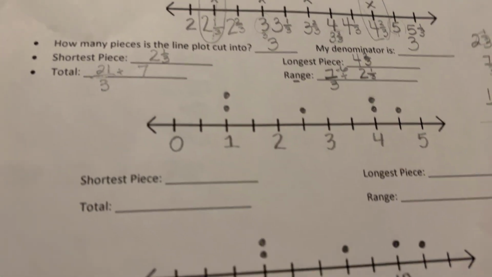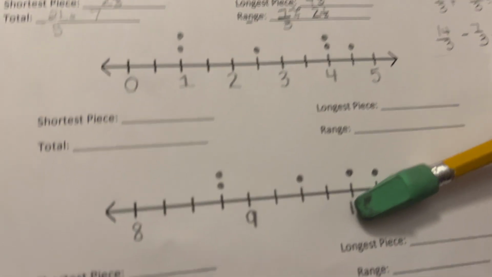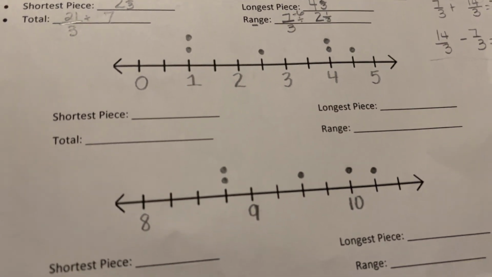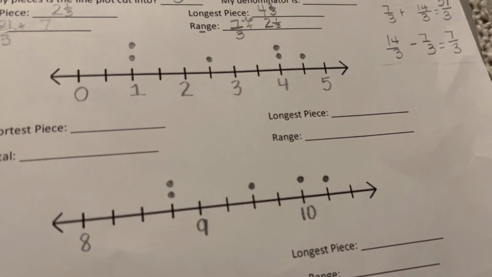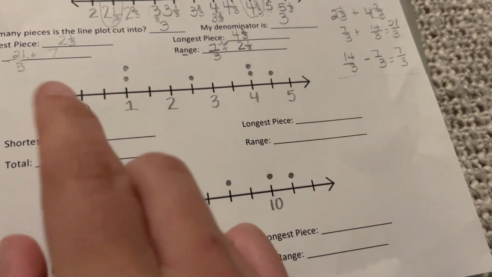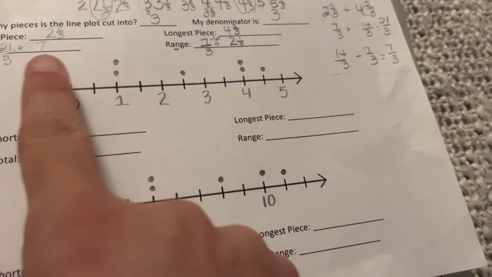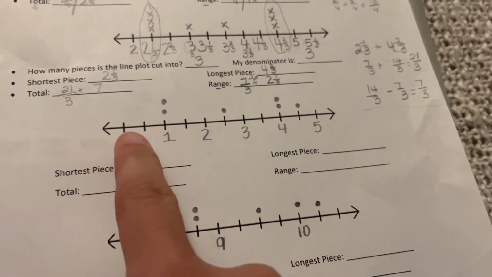Now, I'm going to go ahead and do the last 2 line plots. If the least you can do is just be with me and write down what I write down, that's fine. Please remember that when you figure out how many pieces your line plot's cut into, I don't care if it's a 0 or if it's the number 970. Whatever the first whole number is, you do not count that number. You start counting after that.